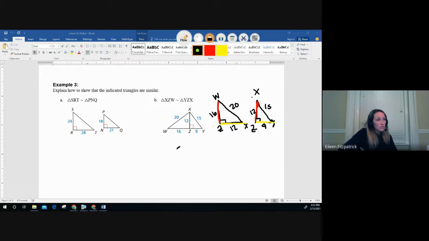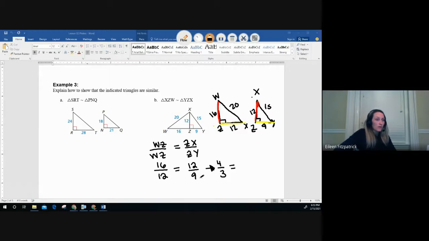Okay. So I really just need to check, is WZ to XZ proportional to ZX over ZY? So I have 16 over 12. Is that equal to 12 over 9? All right, 16 and 12 both divisible by 4. I'm going to have to do my work over here. So I have 4 over 3. 12 and 9 both divisible by 3. 4 over 3. So again, they are proportional. So the triangles are similar by side-angle-side similarity.